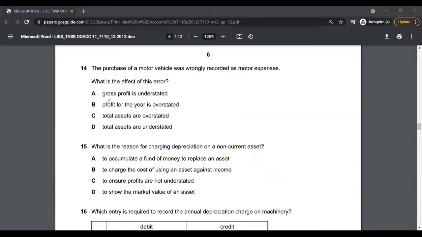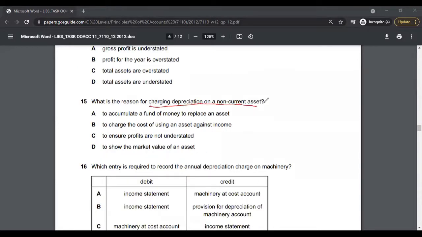Multiple choice 15. What is the reason for charging depreciation on a non-current asset? Option B, to charge the cost of using an asset against income. That is basically, again, the variance. You charge depreciation for the use of the asset. The company uses the asset, it depreciates because of its use, and therefore you charge depreciation expense. So the answer to multiple choice 15 is option B.